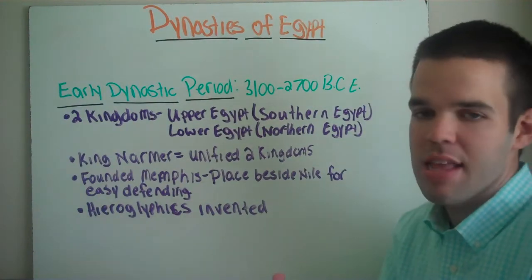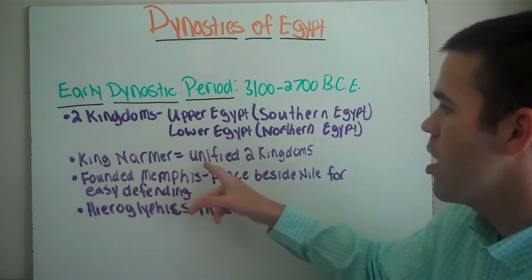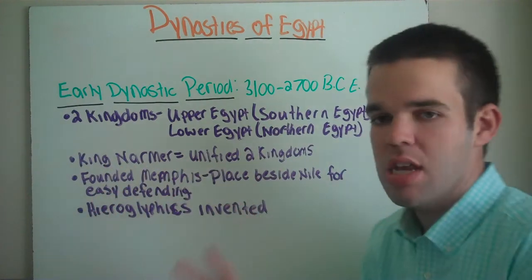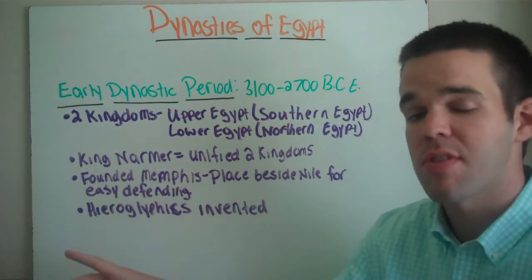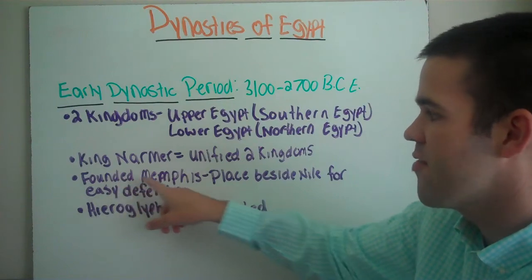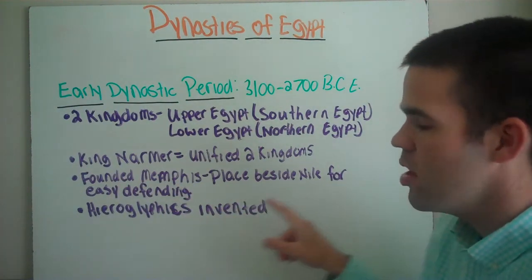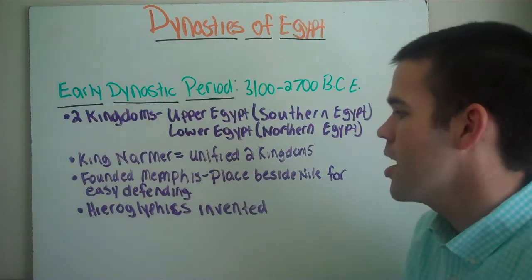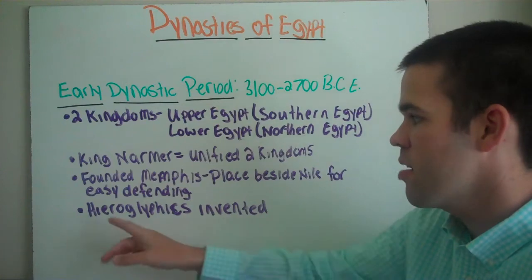The person that saw this, his name is King Narmer. King Narmer unified the 2 kingdoms into one Egypt. He was the first to do it. He said, we got to have a capital city. So he founded Memphis. He placed Memphis directly beside the Nile River. Made it easy for defending, because you had to come over the Nile to get to Memphis.